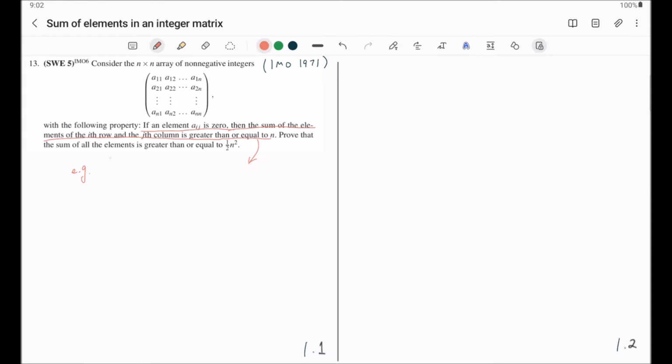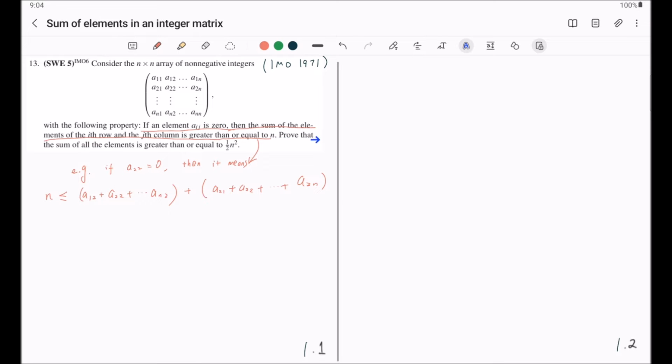For example, if a22 is equal to 0, then this assumption says a12 plus a22 plus an2, this is the column sum, and a21 plus a22 plus a2n, this is the sum of row elements. They together are greater or equal to n. It does not mean this part is greater or equal to n or this part is greater or equal to n. It means they all together sum up to be greater or equal to n.